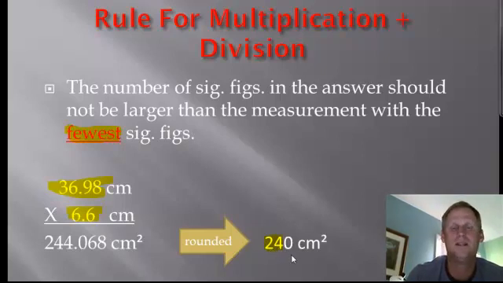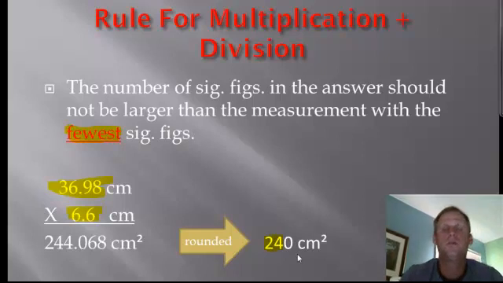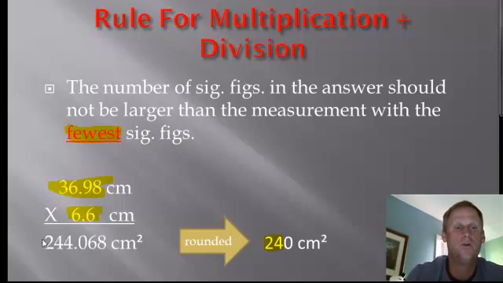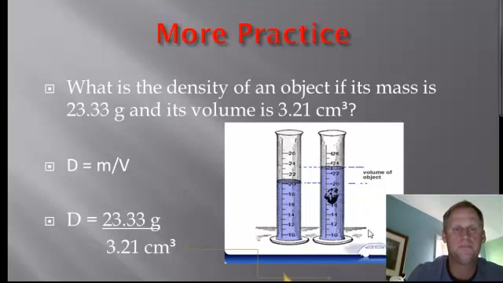That 0 is not significant. There's no decimal. Remember, trailing zeros are only significant if there's a decimal written. So that number only has 2 significant figures. Now it's not 24, it's 240. You need the 0 to show dimension, but it's not significant. It's not a number that we can rely on. What is 244.068 rounded to 2 significant figures? It's 240.